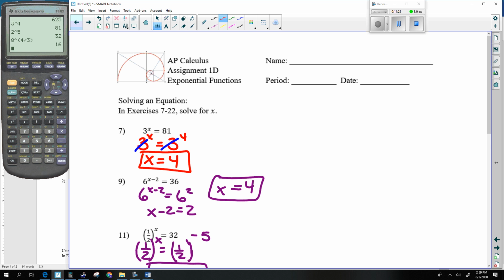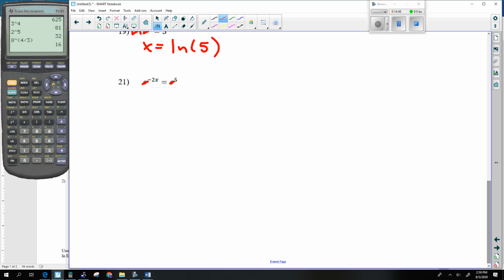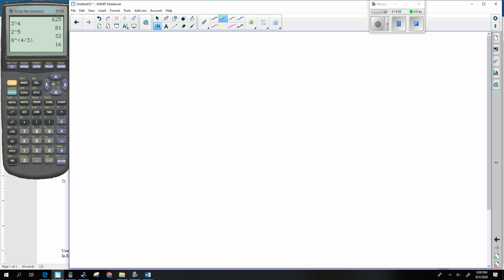Okay, back to this. So to get rid of this e, I have to take the ln of both sides. So x is equal to the ln of 5. All right, so here we have a common base, so the bases drop, and so that just leaves negative 2x is equal to 5, x is equal to negative 5 halves. I think that's it for the assignment. Hooray!